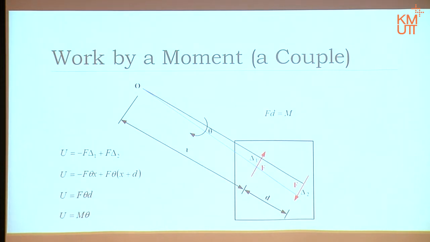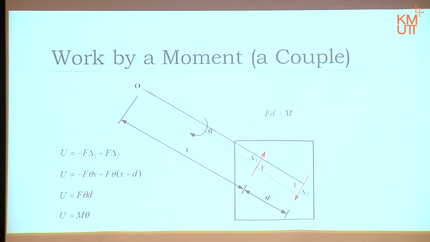If the moment and the rotation are going in the same direction, the work done is positive. If they go against each other, the work done is negative. In this picture, because the moment and the rotation of the body are in the same way, in this case clockwise, both are clockwise. Therefore, it is positive work done.